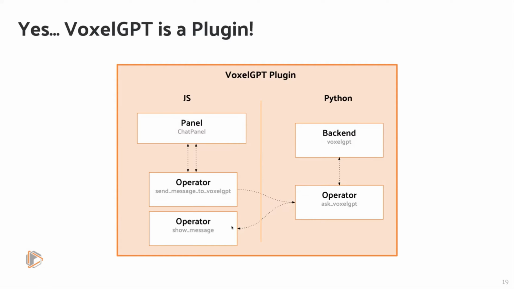Those streaming content are received by another operator called show message, which interprets the input from the backend and displays it in the panel. So you can see that even something that seems like a full-fledged application, and is a full-fledged application, can easily be represented using a plugin architecture here. Hopefully that will give you a sense of how you could pattern match and insert your own capabilities into the context of a plugin.